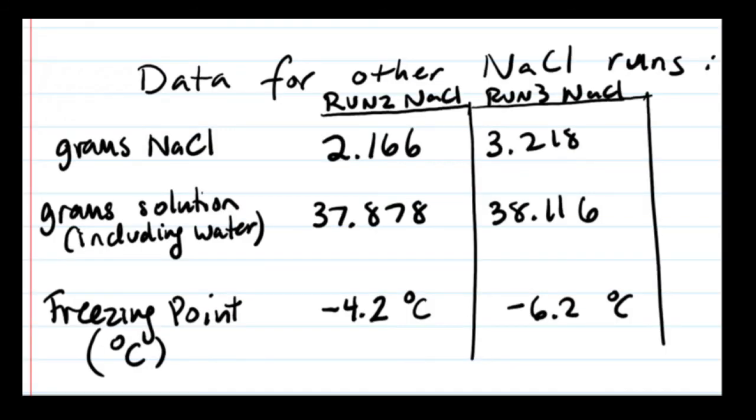Here is shown data for 2 additional runs that were done with different values of the mass of sodium chloride. So here is the data for those 2 different masses for those solutions, and also the total mass of each solution, as well as the freezing point of each one of those solutions. This we call run 2 and run 3 for NaCl.